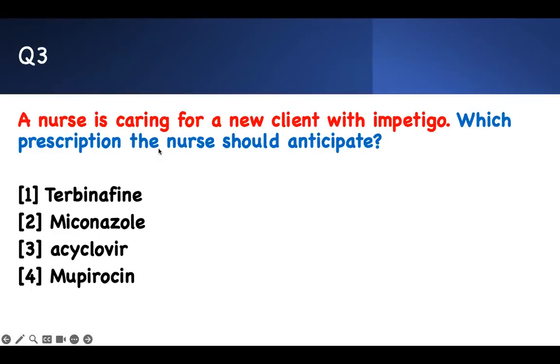Which prescription should the nurse anticipate? A nurse is caring for a new client with impetigo. What medication would they give? You know that impetigo is a skin infection.